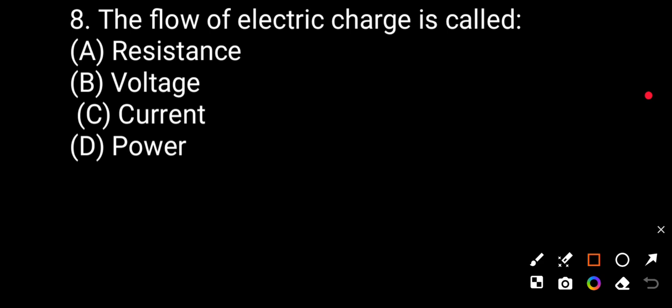Question 8. The flow of electric charge is called resistance, voltmeter, current, power. The correct answer will be C. The flow of electric charge is called current.